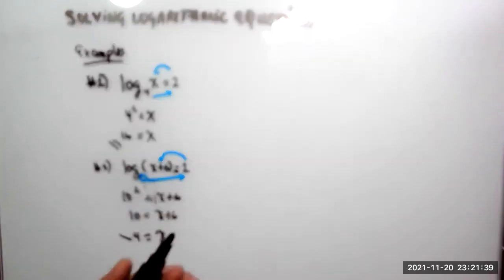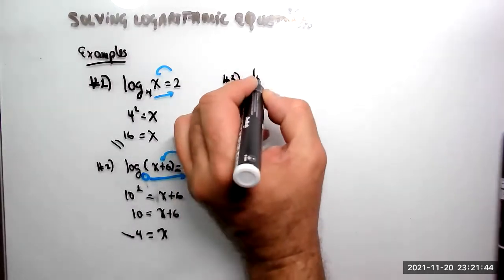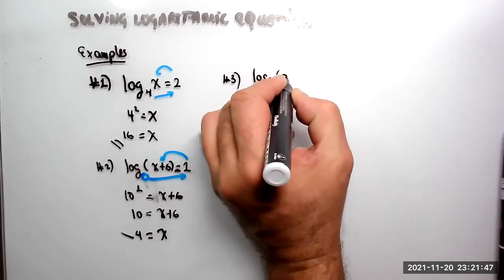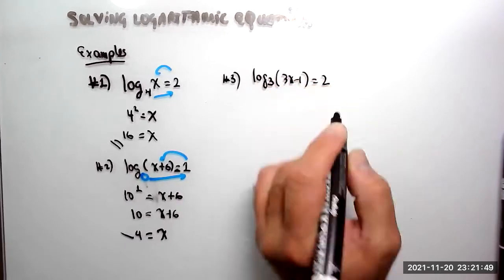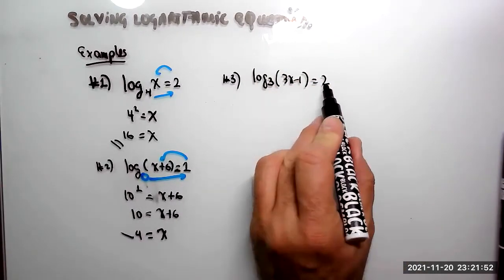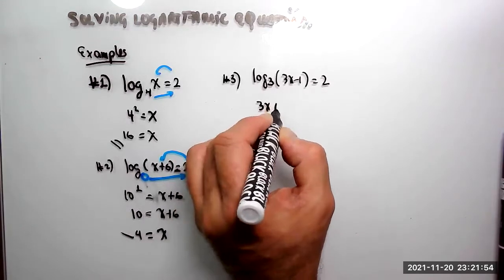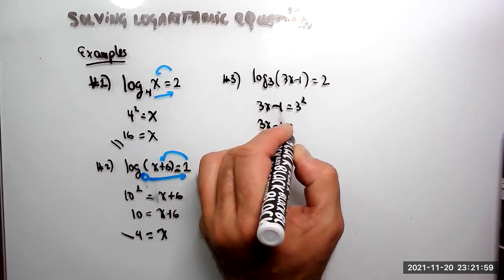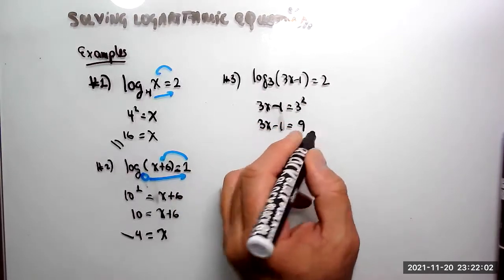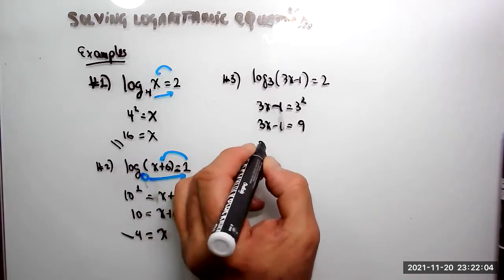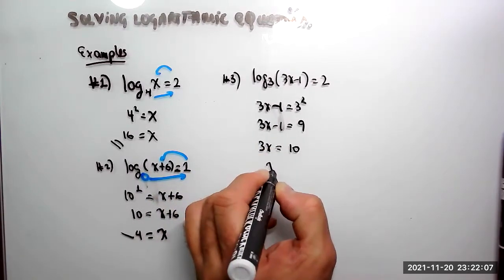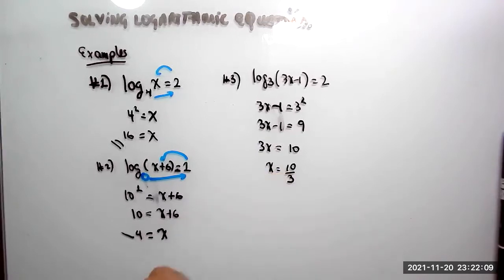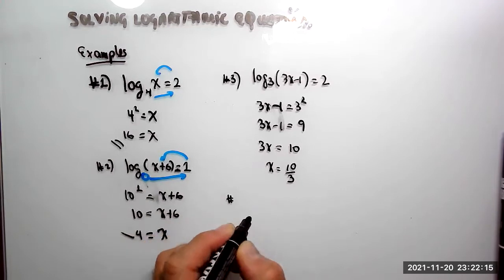Example number 3, using the same technique, would be log base 3 of 3x minus 1 equals 2. Same old, 3 raised to the 2 equals 3x minus 1. Of course, 3 to the 2 will be 9. We add 1, so 3x equals 10, we divide by 3, therefore x equals 10 thirds.